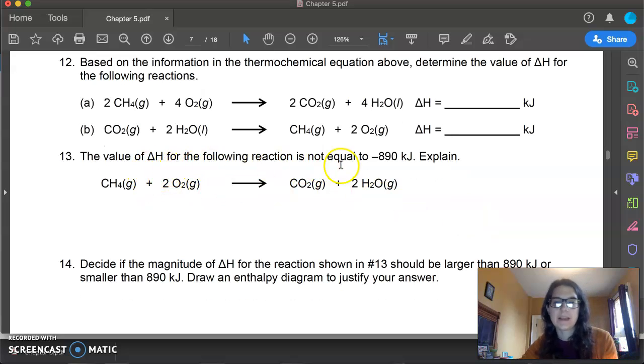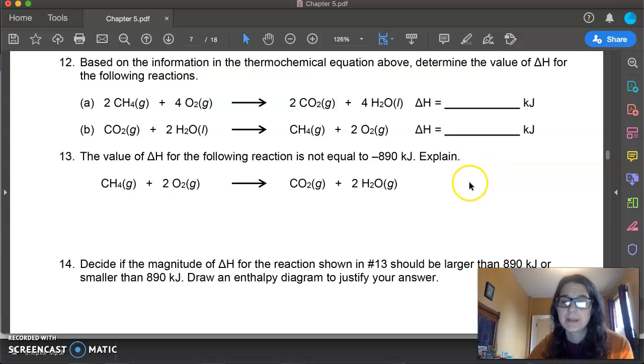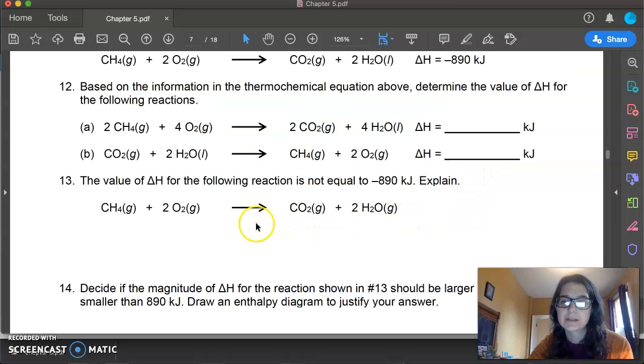13, the value of delta H is not equal to negative 890 kilojoules. Explain. There's only one difference between this reaction and this reaction up here: up here we have liquid water, and down here we have gaseous water, okay? So the state of water in this reaction is gas, not liquid, and the enthalpy change for a reaction depends on the states of reactants and products. So since H2O gas is a different state than H2O liquid, our enthalpy change is going to be different.